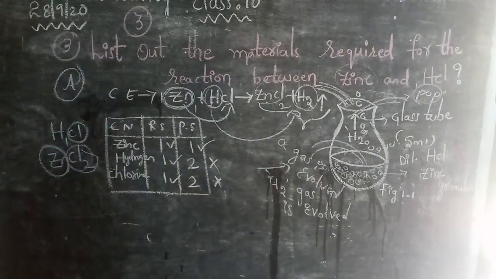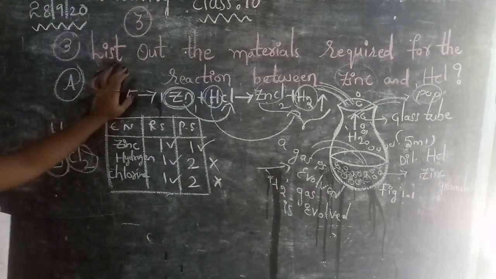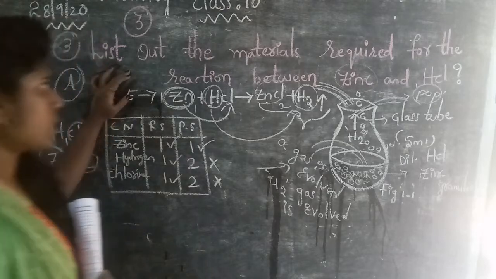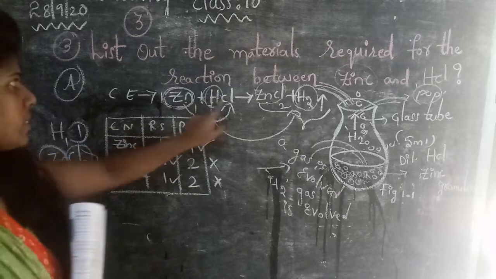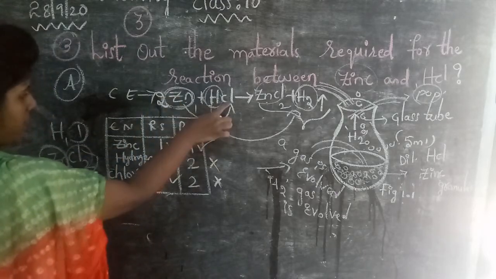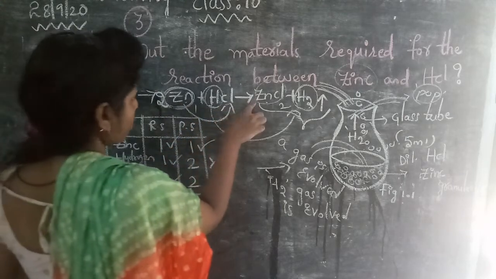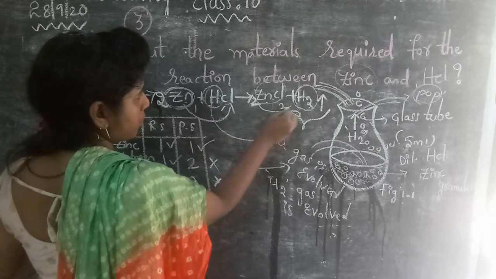To balance this chemical equation, what we have to write? You have to balance this chemical equation by placing the coefficients. So what I am writing here? 2Zn plus 2HCl. What is the term here I am adding now? 2Zn plus HCl gives rise to 2ZnCl2 plus H2 I am writing.